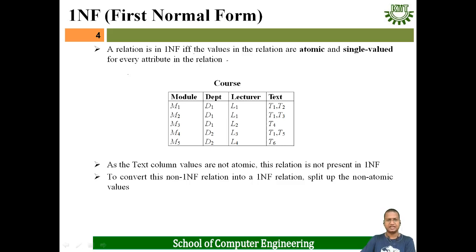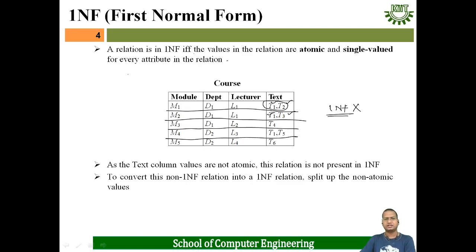But in this case, in one entry 2 data items are there, T1 and T2. In another entry, for M2, 2 data items, T1 and T3. That means multi-valued attributes are present in this case. That's why this is not in 1NF. Then how to convert it into 1NF? If this multi-valued attribute has to be atomic in nature, we will insert atomic values in these cells, then we can call it 1NF.